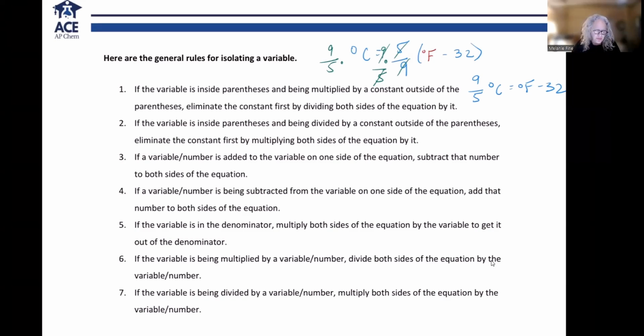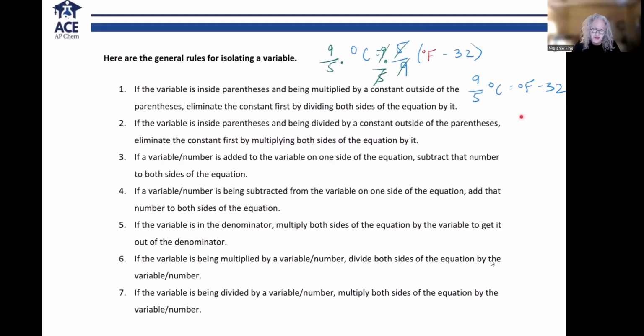Number 3, if a variable or number is added to the variable on one side of the equation, which is what we have here, right? We have the variable and we have, well, it's not subtracted, but I did this step by step. If a number is added to the variable on one side of the equation, you want to subtract that number from both sides of the equation. Number 4, if a variable is being subtracted from the variable that you're trying to solve for on one side of the equation, you need to do the opposite.